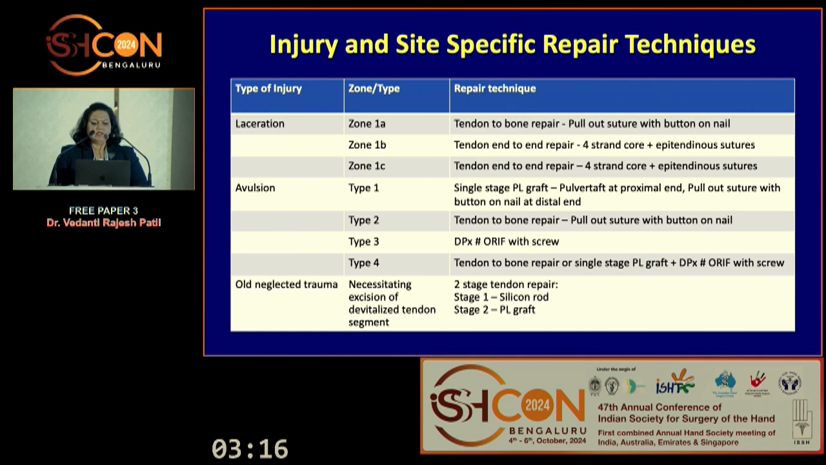In type 2, we used a tendon to bone repair. In type 3, we fixed the distal phalanx fracture with a screw. And in type 4, we used the tendon to bone repair or single stage PL graft with distal phalanx fracture fixation with screw. In an old neglected trauma which necessitated the excision of the devitalized tendon segment, we had to use the two-stage tendon repair technique.